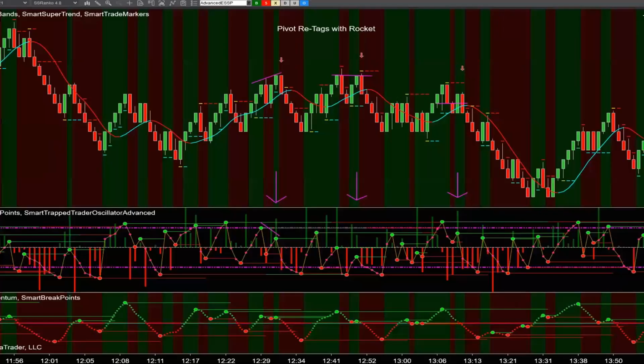All right, so that was the colorful rocket. Now I've got a pivot retag with a rocket on the right side, okay? We have 4 different levels of pivot retag, and that doesn't matter. If you come to the room, we'll teach you. If you don't, you won't need to know it. But here's a pivot retag. We call this a level 4. It's a 4-tick trap. Trap trader oscillator has given us type 1 divergence against this.